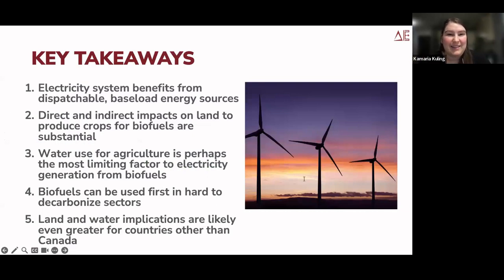So summarizing all of that a little bit, first, hydropower, nuclear, and fossil fuels all have the benefit of providing dispatchable baseload energy, whereas other renewables such as wind and solar are variable, and the electricity needs to be used or stored. So switchgrass biofuels can contribute low carbon dispatchable electricity to Canada, but will have a high impact on land and water.